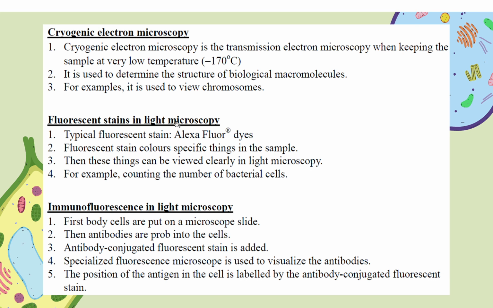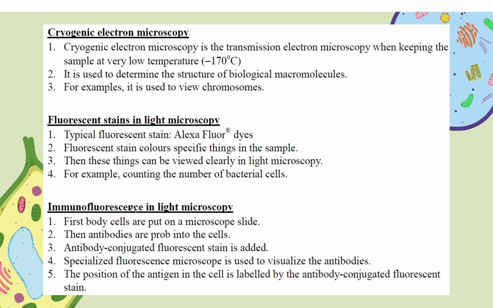Fluorescent, you know fluorescent, right? You give some stain, and then under the light microscope you can see the highlighted parts. We have different brands of dyes. Alexa Fluor is a popular one, but you don't need to remember the name. So just stain the specific parts of the sample, and then you can see it clearly. For example, for bacteria cells, the dye will go to the bacteria cell and it will be highlighted, and you can count the number easily and more accurately.